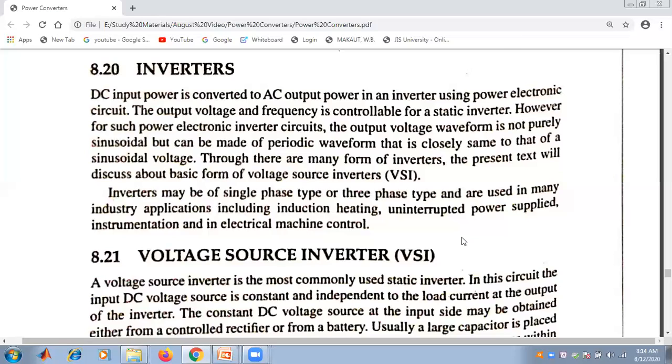So the inverters may be of a single phase type or three phase type, and they are used in many industry applications, including heating, uninterrupted power supply, instrumentation, and in electrical machine control.